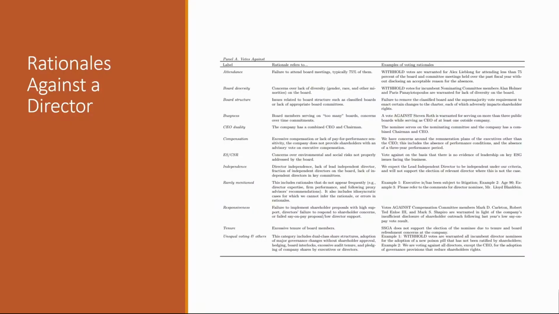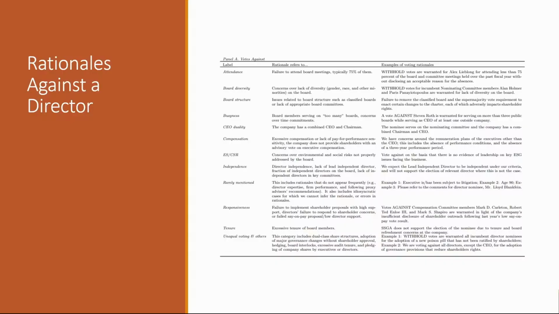And here are the rationales they had. So attendance, board diversity, if they're concerned about board structure, busyness of the person that they're voting against, CEO duality, this is generally a bad thing. This means the CEO is very powerful. Compensation of the executive, environment and corporate social responsibility. CSR is corporate social responsibility. And if they're worried about independence.